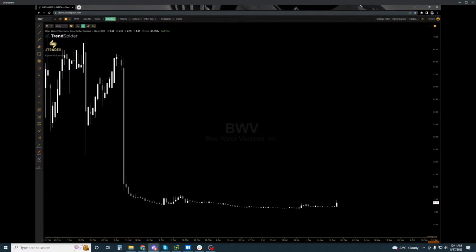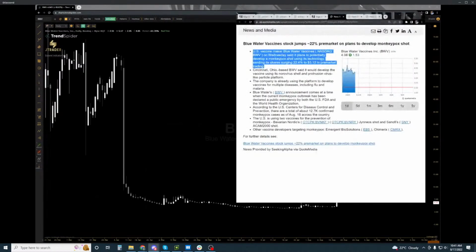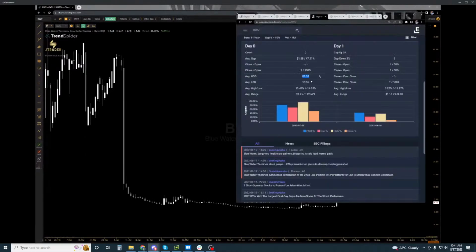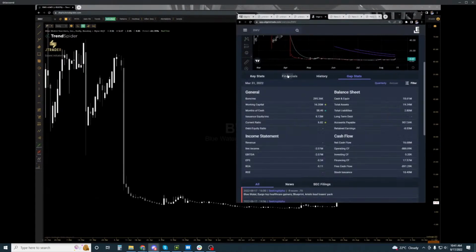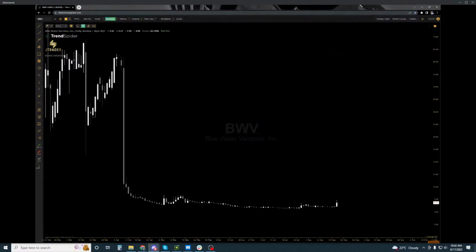Now, looking at the daily chart, this is BWV. And then let's investigate a little bit more. We have a company, so we can go check the financials. They have 18 million cash, no revenues, and negative net income. So basically, where's the profit for the company? The only way they can make money and raise money is through offering dilution.